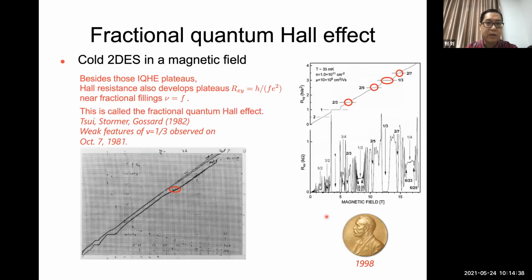Okay, however, the integer quantum Hall effect is not the end of the story of the quantum Hall effect. If we further increase the magnetic field, we can observe more plateaus. However, those plateaus do not develop at integer fillings. They develop near fractional fillings ν equal to f. For example, here we have 4 plateaus near filling 2/3, 2/5, 1/3, and 2/7. And on each of these plateaus, the Hall resistance is precisely quantized at the value h over f e squared. And this is called the fractional quantum Hall effect, which was first observed by Tsui, Stormer, and Gossard in 1982.